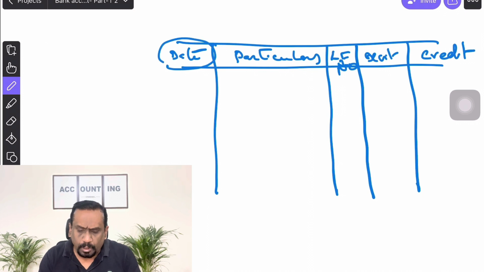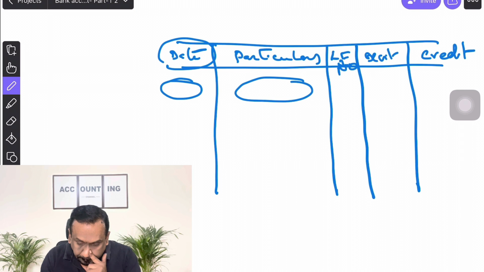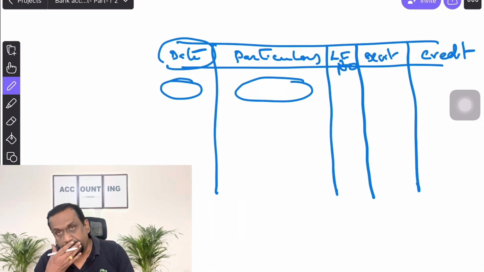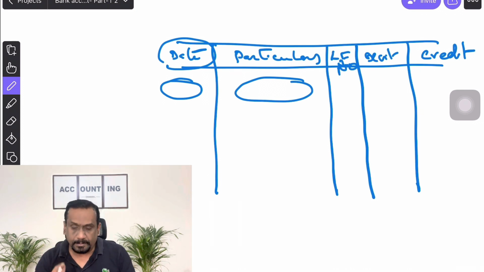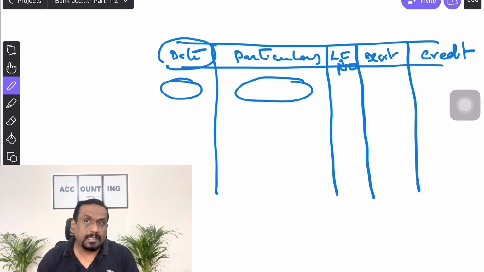Let me tell you, date is what? Date is nothing but the day the transaction has occurred. That is the date you need to put here. Particulars. This is where we need to write which account to be debited, which account to be credited. And we also need to write a narration. What do you mean by narration? Narration is nothing but explaining about the journal entry, whatever you posted, right?